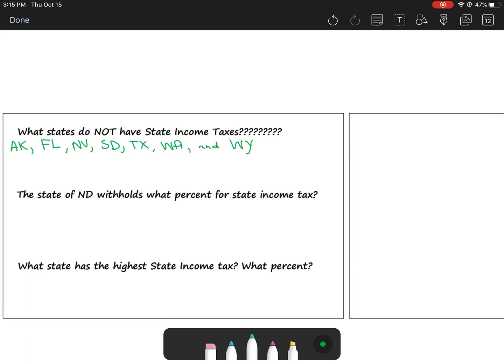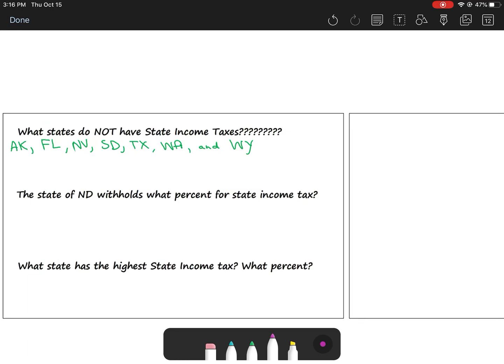They tax dividend and interest income, but not earned income. If we had a little bit more time, we'd go into that a little bit more, but we really just want to focus on our state, which is North Dakota. And which leads us to this one. The state of North Dakota withholds what % for state income tax?